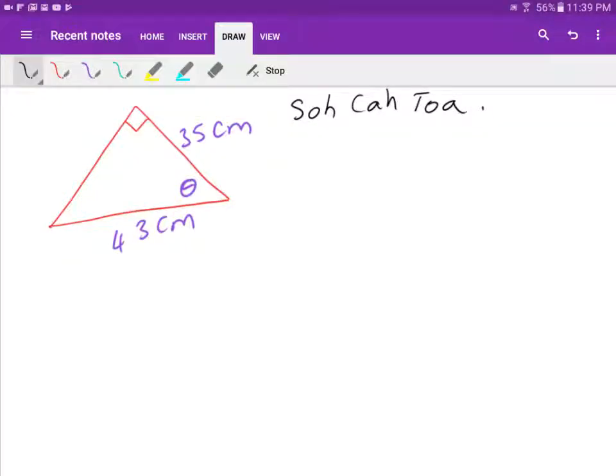Okay, first of all, you need to identify which trigonometry ratio you are going to use. This is the angle you are looking for, and remember, always refer to this angle. This side length here is the hypotenuse because it's the longest. How do I know it's the longest? Because it's opposite the right angle, so it's always the longest side. We call it H, hypotenuse.